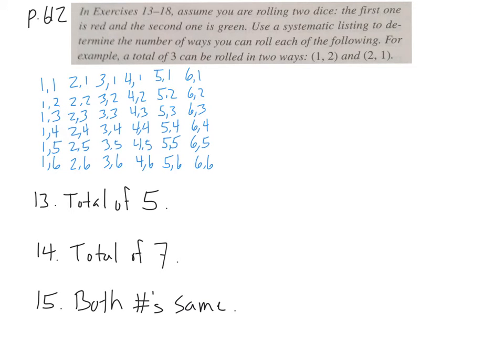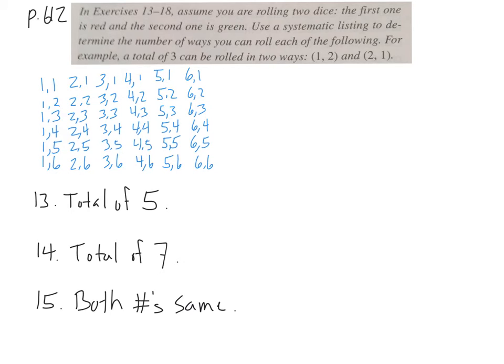Okay, similar problem here on page 612. This one in the italics, it says, assume you're rolling 2 dice. First one's red, second one's green. That doesn't really matter. They just want you to make sure that you know that you have a first dice and a second dice, or a first die and a second die, 2 separate dice. Use a systematic listing to determine the number of ways you can roll each of the following. For example, a total of 3 can be rolled in 2 ways, 1, 2, and 2, 1.